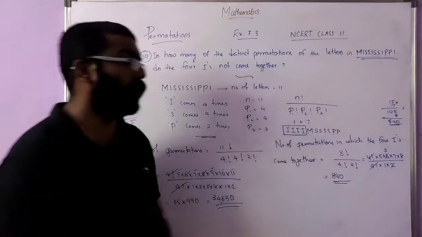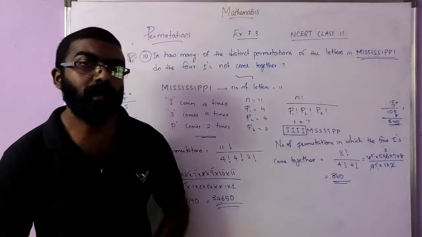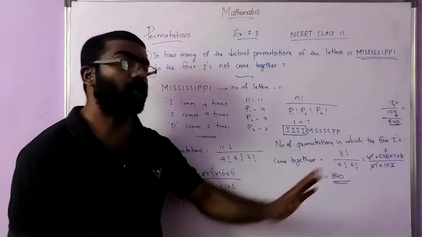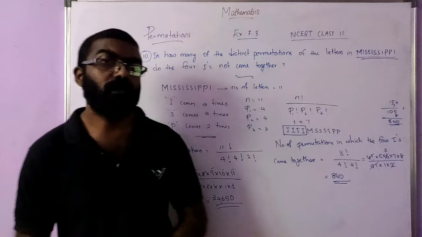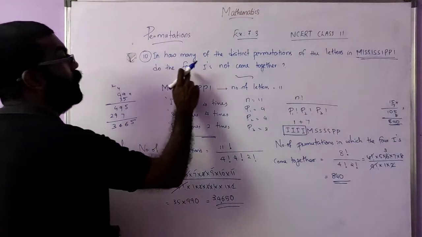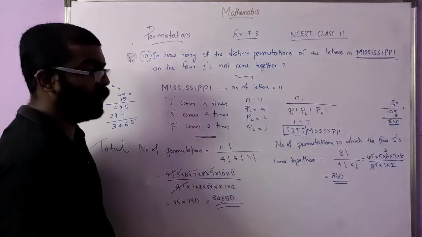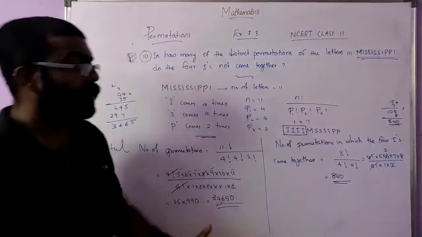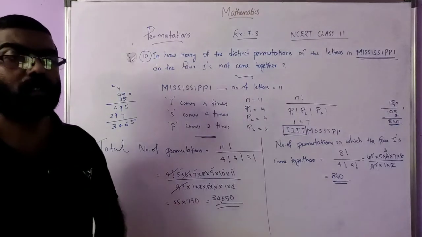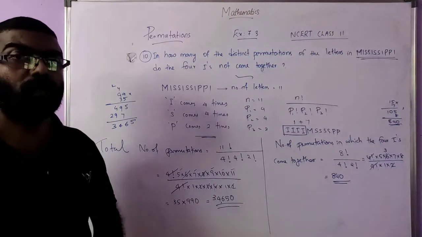So the number of permutations in which the 4 i's come together will be equal to 840. And what we have to find? We have to find the number of permutations in which the 4 i's do not come together. So how can we find out? We can subtract 840 from the total number of arrangements.